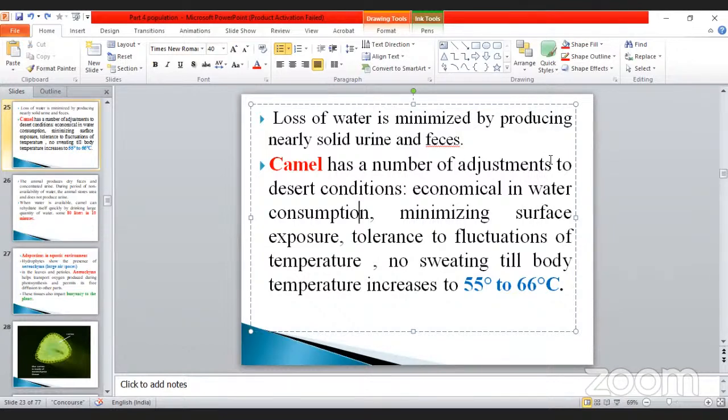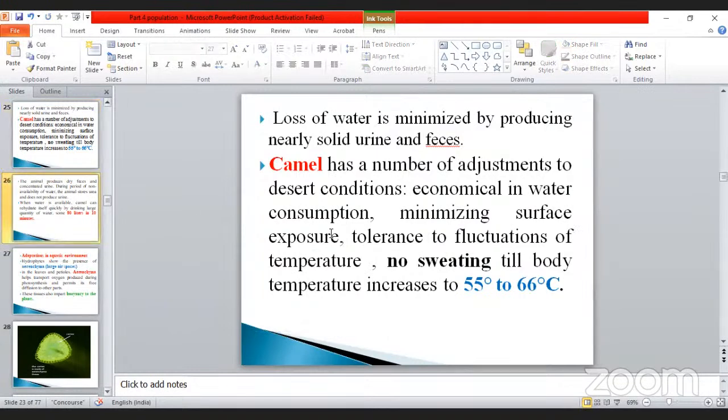See here, the camel has a number of adjustments to desert conditions: economy in water consumption, minimizing surface exposure, and tolerance to fluctuation of temperature, with no sweating till the body temperature increases to 55 to 66 degrees Celsius. There is no sweating, isn't it, my dear? This is very, very important. When sweating occurs, we need to consume water. So there is no sweating. That's why such animals do not drink water during those stress conditions.